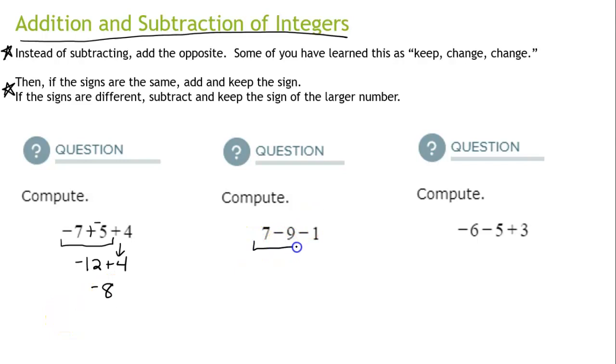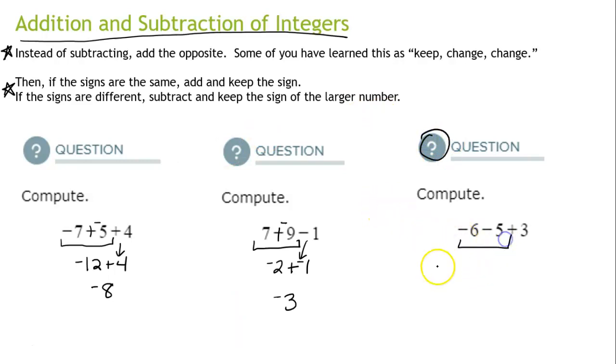For this one, again, I'm just going to do 2 at a time. Keep, change, change. Now I can see that the signs are different, so I subtract, I keep the sign of the larger number, I bring down the -1 because I haven't used that yet. Keep, change, change. Now my signs are the same, so I add and keep the sign. You pause the video and try this one on your own.